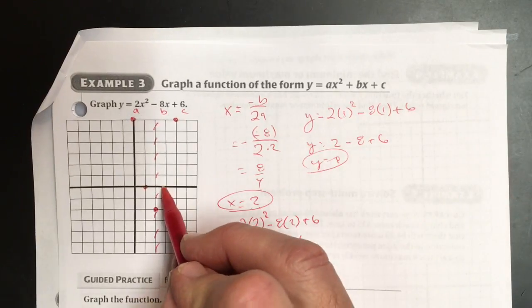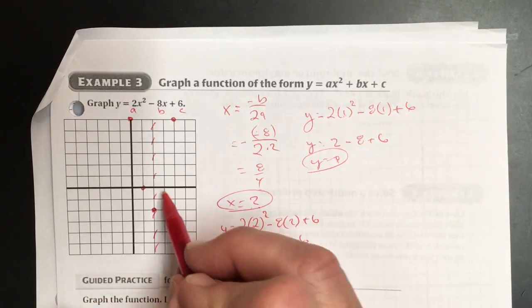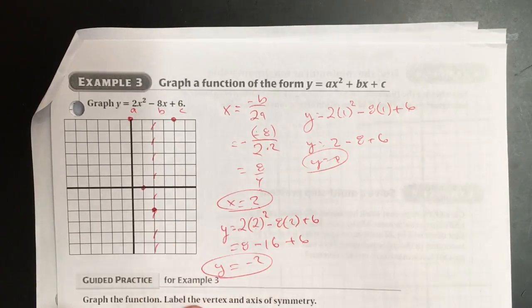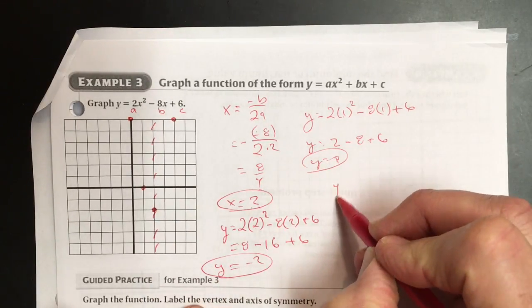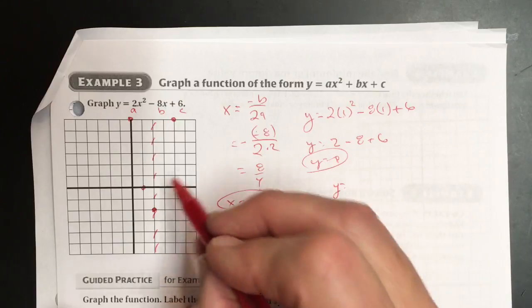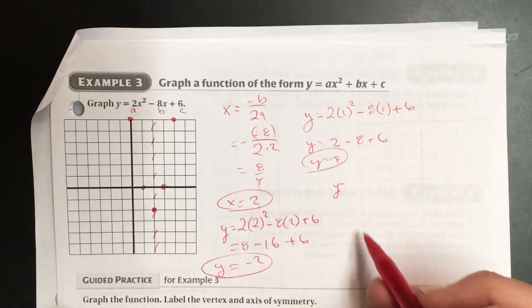I'm telling you to just mirror across, but I want to show you that it works. So I'm going to try x equals 3 and see if I get a 0 there as well. So I have y equals, and you do not have to do this. You can just put the dot there. But let me show you here that it works.